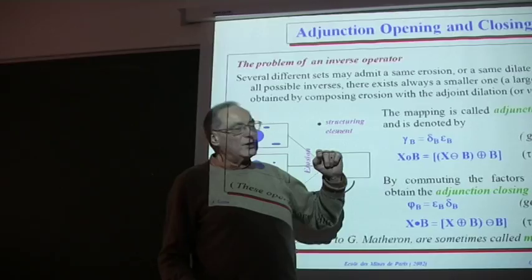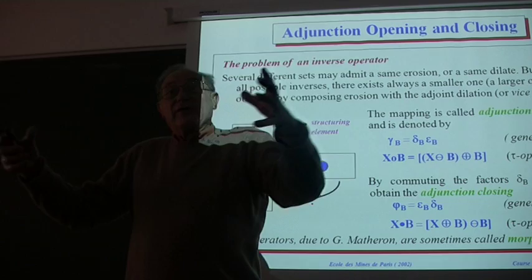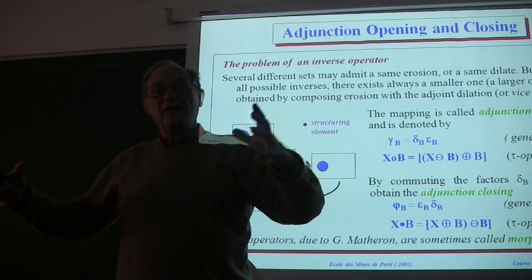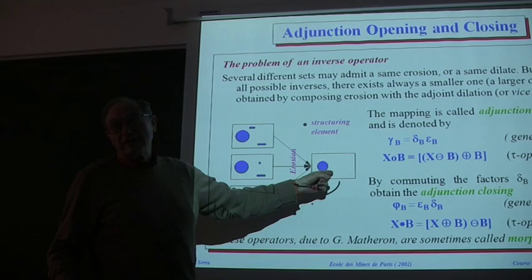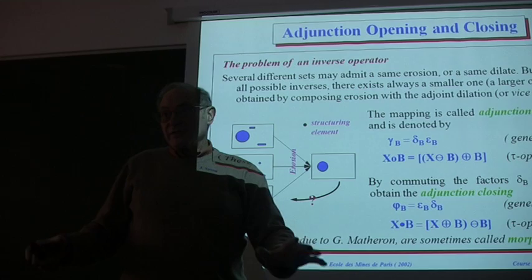You make the erosion. And you say, OK, if I redilate behind with the adjoint dilation, do I find the same set? The answer is obviously no, because if you start from that, you erode, you find that. And if you dilate this disk, you find that. And that is not the same. So, sure, by redilating you do not have the same, but you have something which may have very good properties.